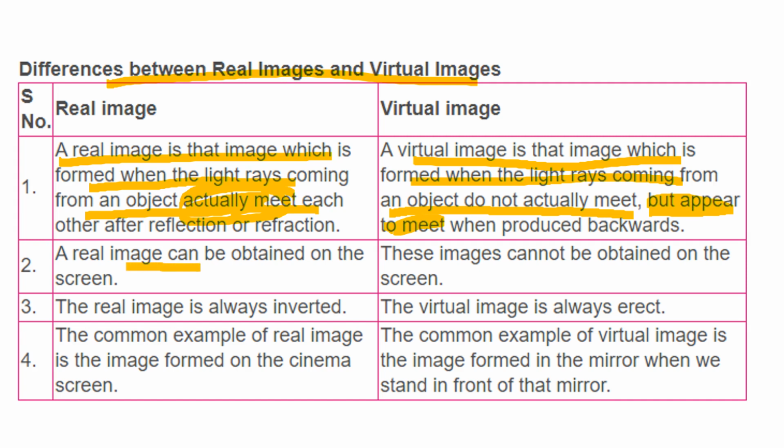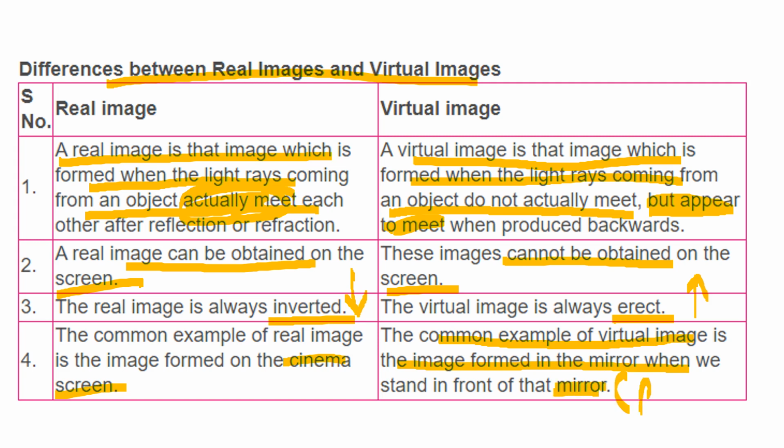Real images can be obtained on a screen. Virtual images cannot be obtained on a screen. Real images are always inverted. Virtual images are always erect. Erect means straight. Inverted will be this image, and erect will be the straight upward position. Okay. The common example of a real image is the cinema screen, like when you people go to watch the movies there. And the common example of a virtual image is the image formed in the mirror when we stand in front of the mirror. They are talking about the plane mirror, so there also the virtual image is formed.